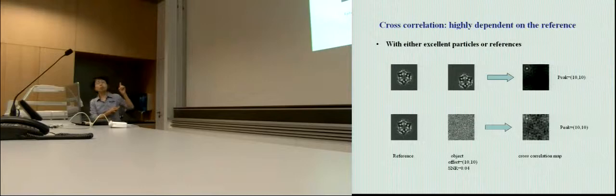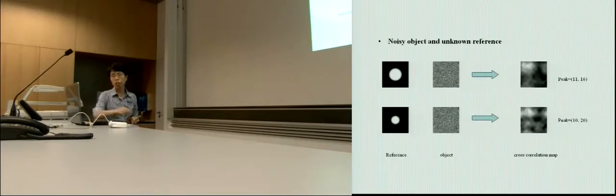But this is the case where the reference is just the answer, and that is impossible, because we are trying to look for the object. If we don't know the object, we don't know the reconstruction, then we try to get it through alignment. That means we are using something that's different from the real one.